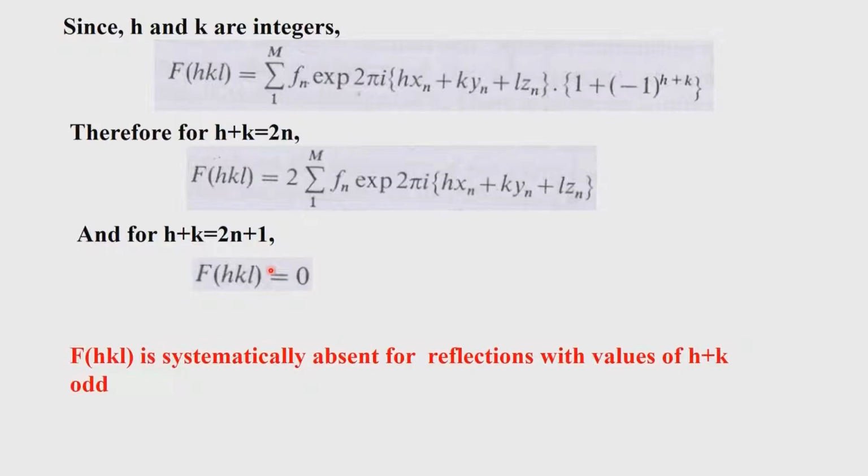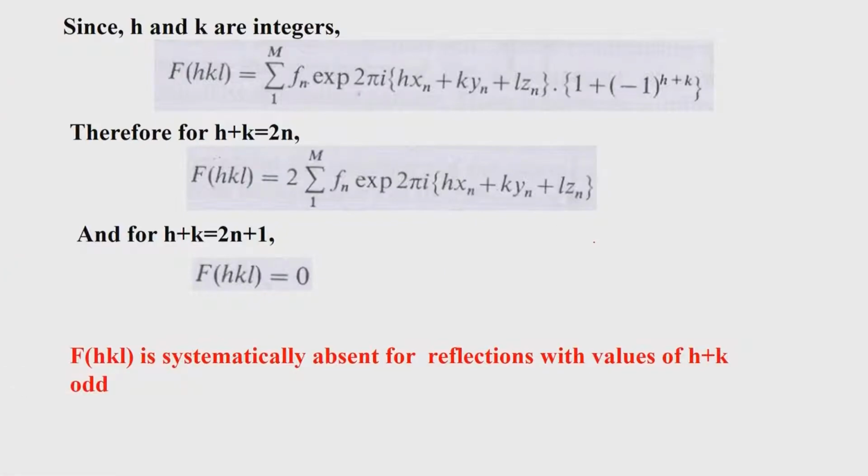So the experiment generally is dominated by half the set of reflections, and they come twice, 2 times the sum over 1 to m of f of n exponential, which will allow us to calculate the f of HKL values. So what is very interesting here is the fact that if we have a C-centered lattice, the presence of the C-centered lattice will give us what we call systematic absences, and those systematic absences occur when h plus k is equal to 2n plus 1. So let us take a few examples and see how this happens.